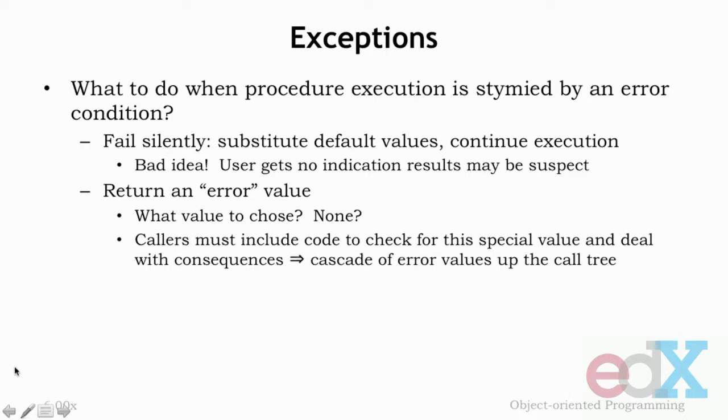Because if I have a procedure that can return one of these special values, then whenever I call that procedure, I have to include code in my own body which deals with the fact that it has to check for the special value and then deal with whatever the consequences are. And what I have to do is say, well, I don't know what to do with it. It must be an error that I'll give to my caller. So I generate my own special value, whatever that is, and return that to my caller.